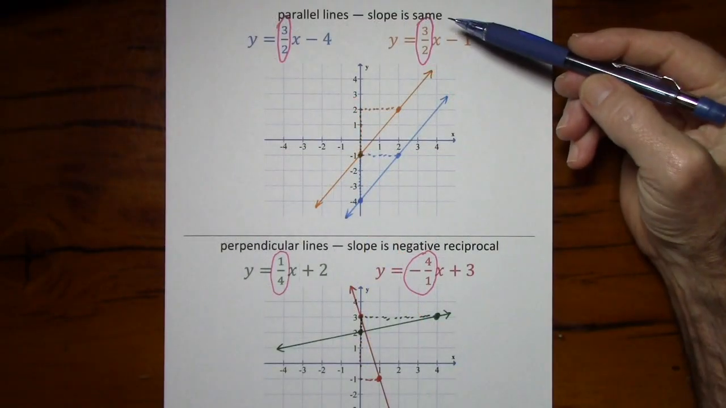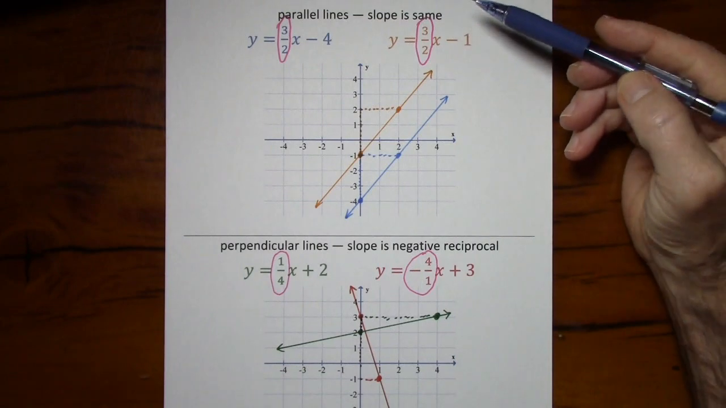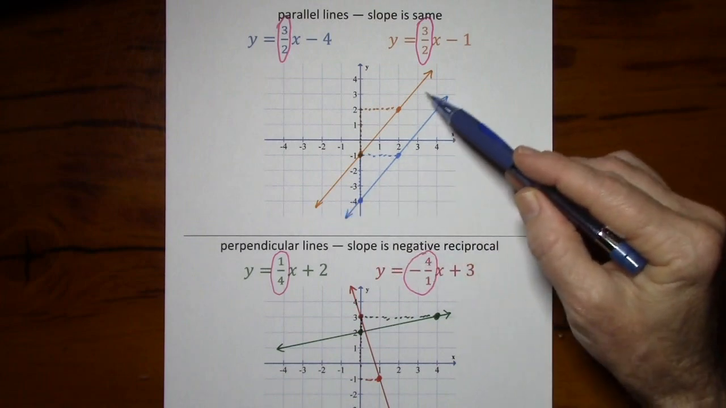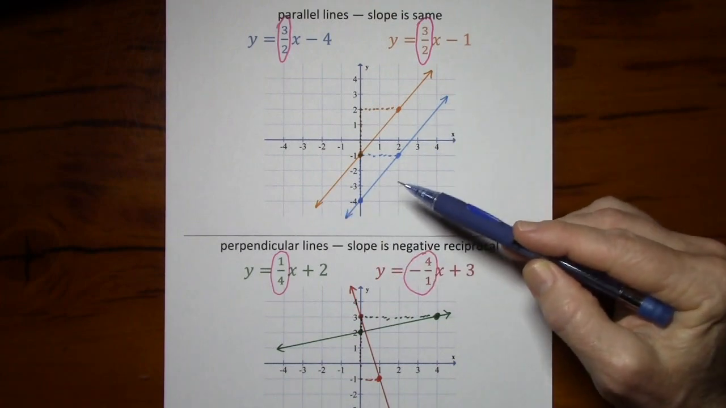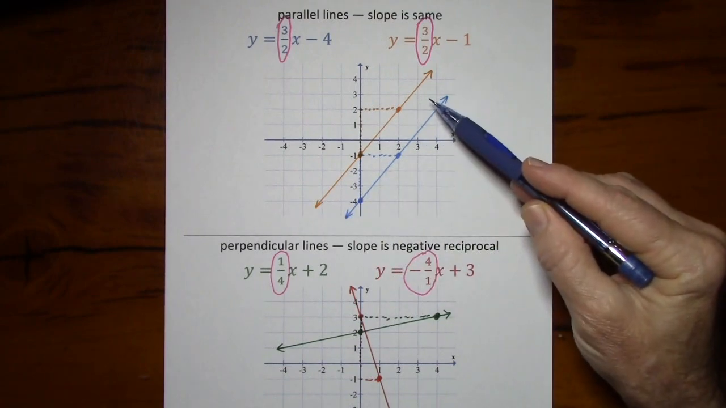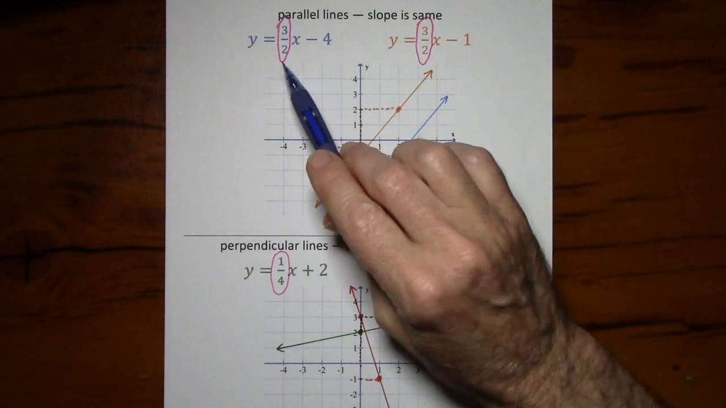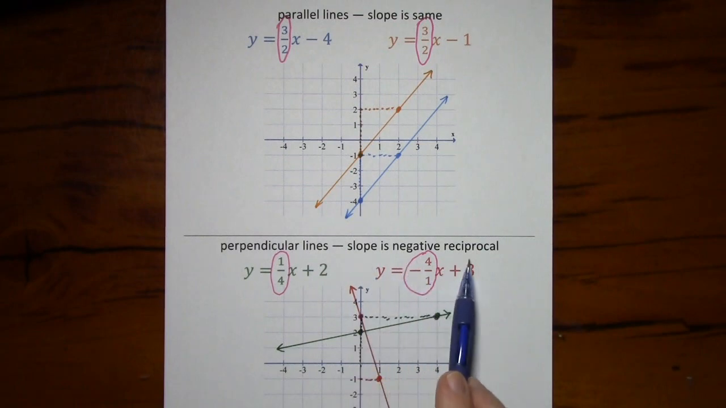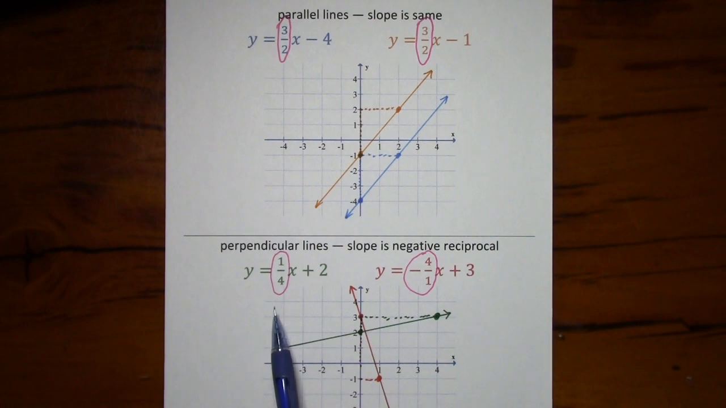So a quick review, you can approach it either way. If the slopes are the same, the lines are parallel. If the lines are parallel, you know that the slopes are the same. If the slopes are negative reciprocals, the lines are perpendicular. If the lines are perpendicular, you know that the slopes are negative reciprocals.